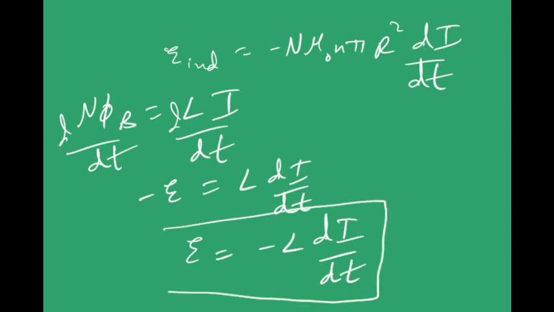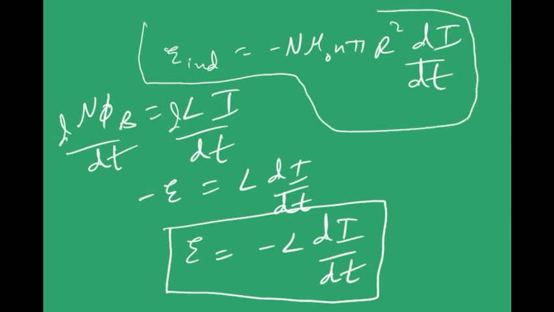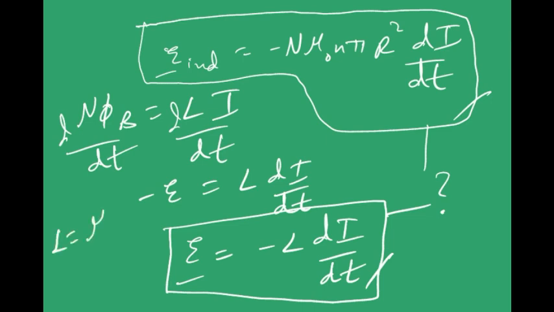Observe this. This is the EMF induced, and here by following another method we got this as the EMF induced. So from these two equations, what can we infer? Both are of the same nature, right? See, here you have dI by dt, and here you have dI by dt, and both have negative sign also. So from these two, what I can say, L is equal to mu naught small n pi r square capital N. Okay, I'll write again. L is equal to mu naught small n capital N pi r square.